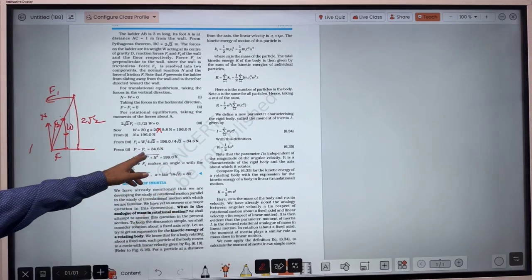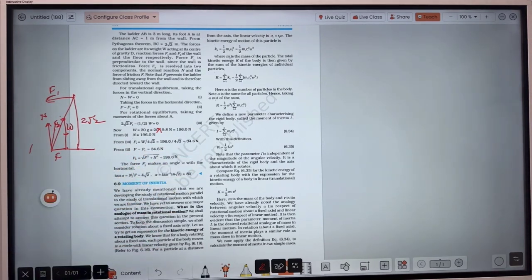Then you can evaluate, and finally, if you want to find out the angle that it makes, then from the normal reaction and friction force, you can calculate the angle. So that will be around 80 degrees. So you just have to understand the question. I don't think that there will be difficulty in evaluation. Only rotational equilibrium you have to consider.